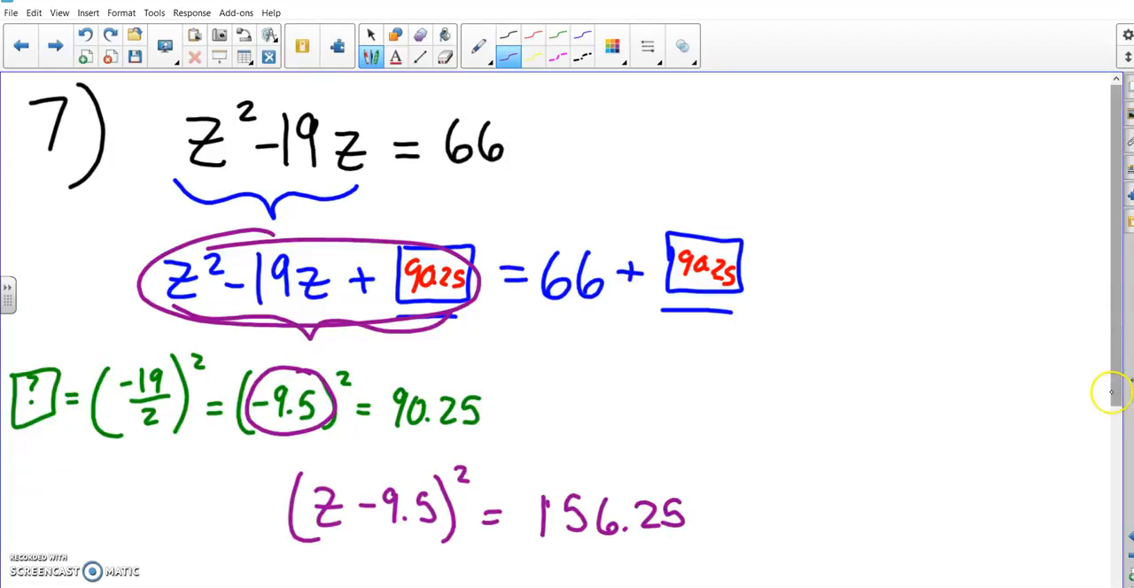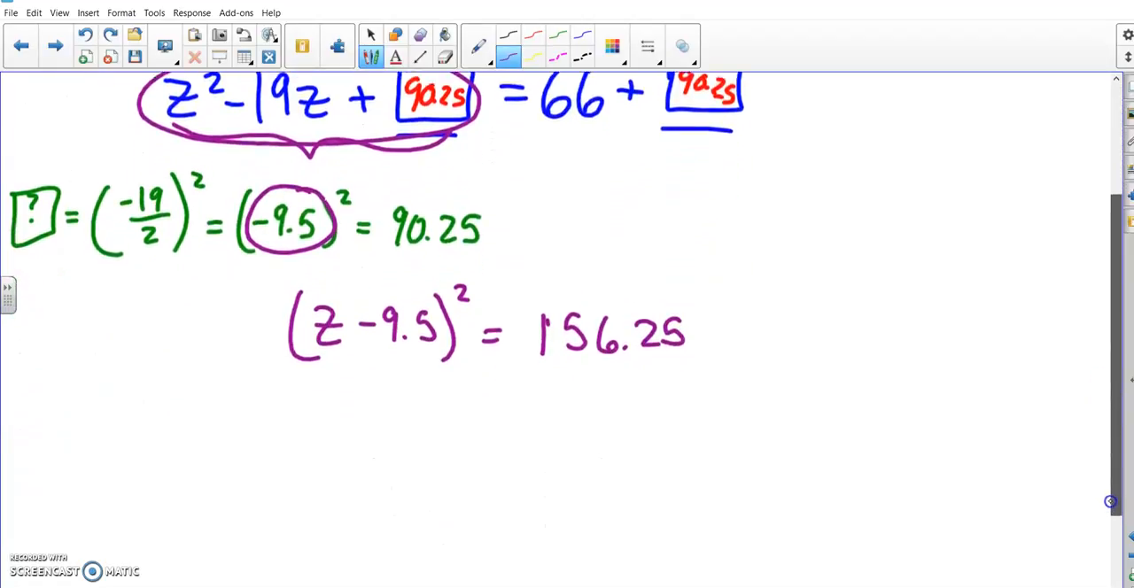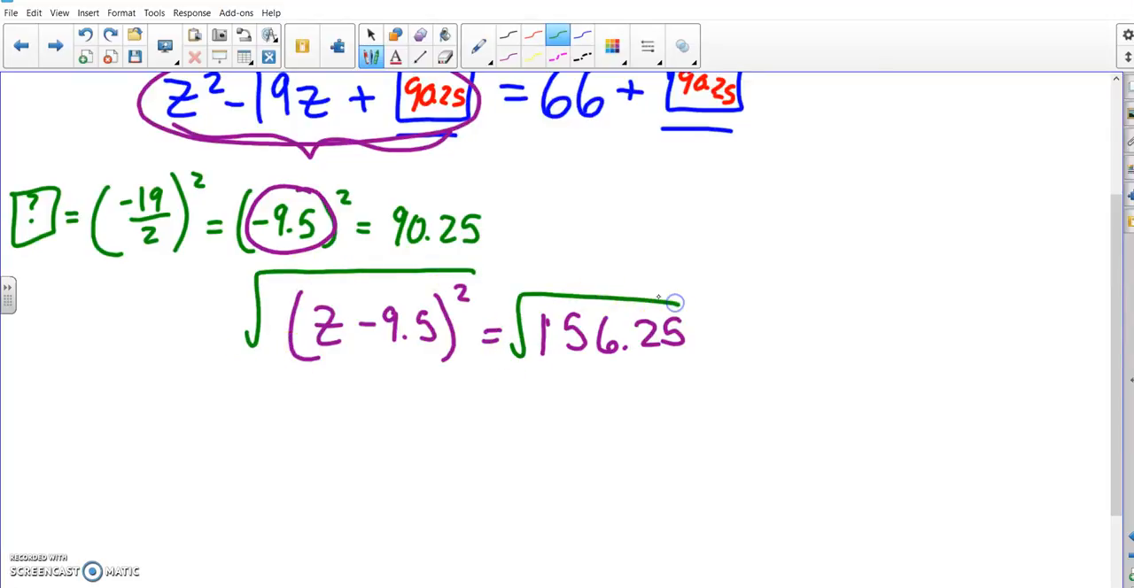156.25. Again, decimals are all right. So now that we have something squared equals a number, we can use the square root method to find the value of z. So if we take the square root of both sides, on the left side we're just left with z minus 9.5. And then on the right side, we're going to have a positive or negative square root of 156.25. And if you were to type that into a calculator, you would see that that value is actually 12.5.